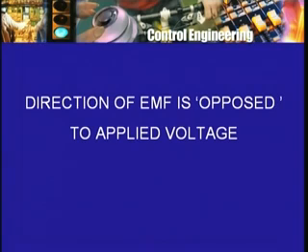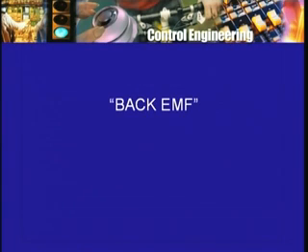In exactly the same way, the armature winding rotating in a magnetic field produces this EMF, and this EMF has a particular direction. For the machine to run as a motor, the applied EMF or voltage will oppose this generated EMF, and therefore this EMF is called the back EMF, E_B.